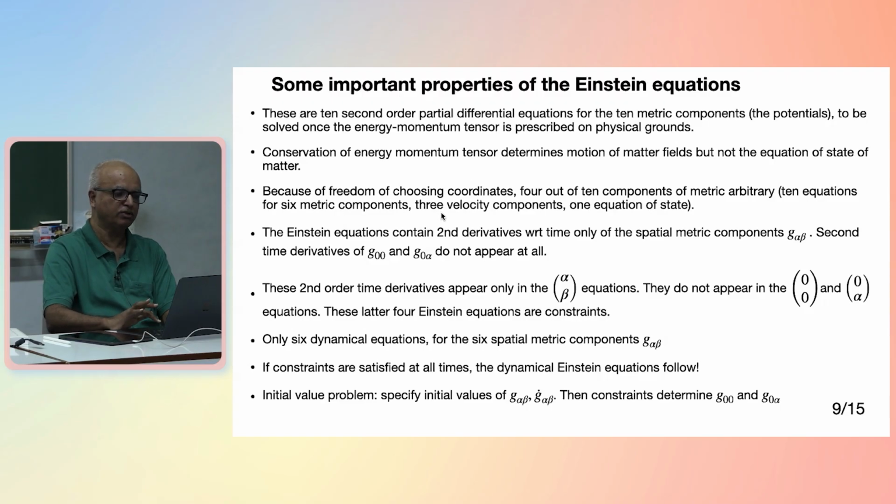And what are the other 3? 3 velocity components. U^i is a 4-velocity, but it has a constraint: U_i U^i equals c squared. So 3 velocity components, 6 metric components, and 1 equation of state. So these are 10 free parameters for which there are 10 equations.